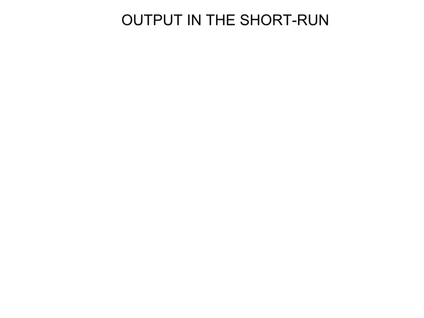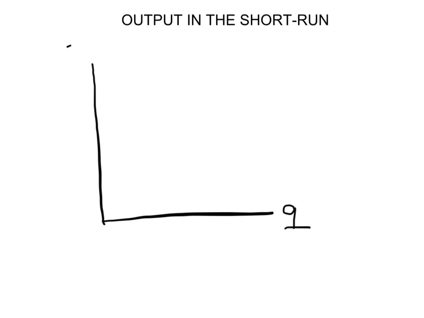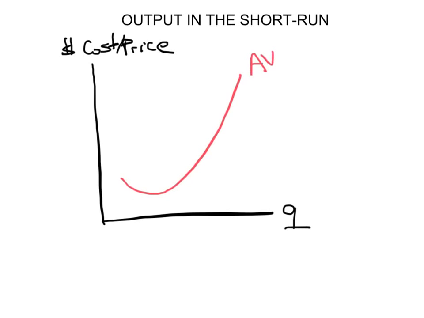Now let's look at how this short run rule looks in a diagram to derive the short run supply curve for the firm. In the usual diagram, we have quantity on the horizontal axis and dollars, cost, or price on the vertical axis. What we're saying is that in the short run, it's the average variable cost that determines whether the firm operates or not.